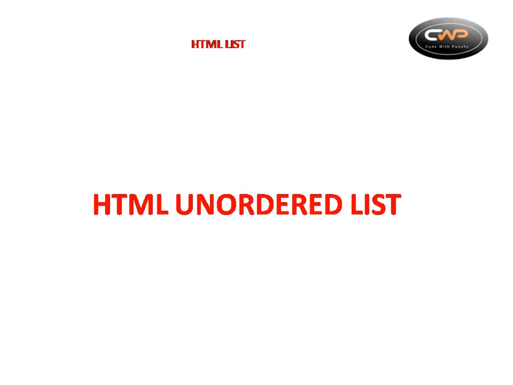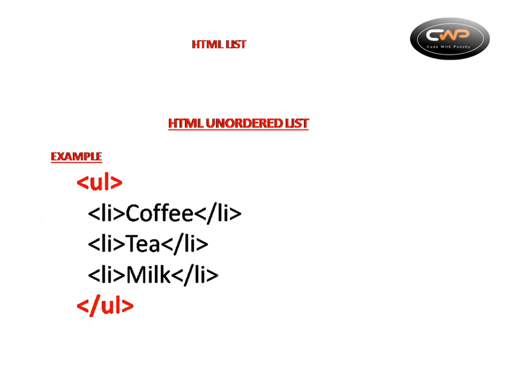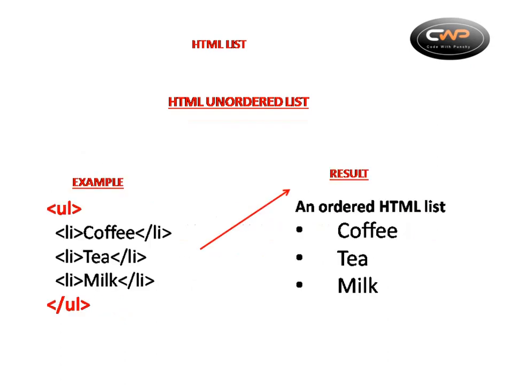The unordered list starts with the UL tag and each list item starts with the LI tag. Like the example we have here, we have the UL tag followed by the list items. Also, the list items will be marked with bullets, that is small black circle. Here is the example. We have the UL tag followed by the LI tag and you can see the results. Enough of the talk, let's dive into Visual Studio Code to have some practical.